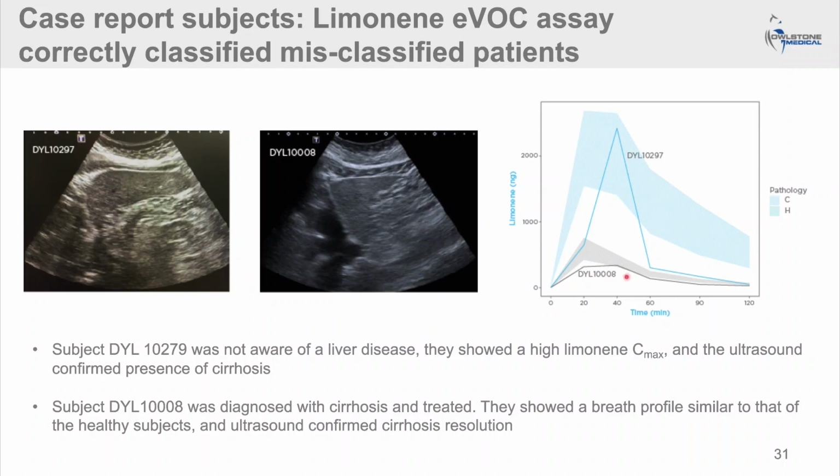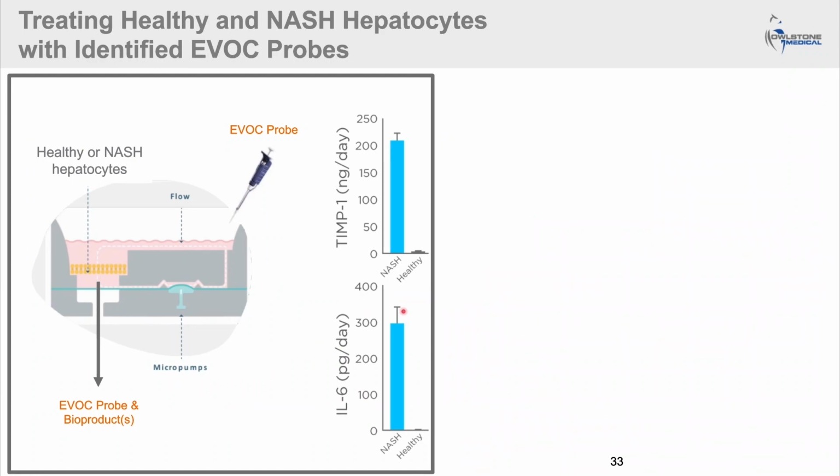Another subject was enrolled as cirrhotic, but the limonene breath profile was similar to that of the healthy controls. We asked for a follow-up ultrasound, and it was found that this subject responded very well to causative treatment, and they showed cirrhosis regression. Although these are only two cases, this suggests that a limonene breath test could be used for detection of subjects with cirrhosis and also to follow disease progression and regression after therapeutic interventions.